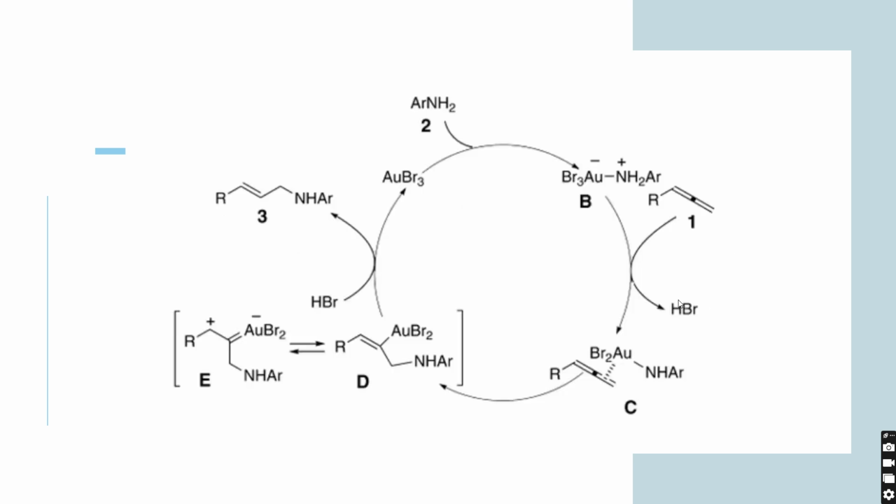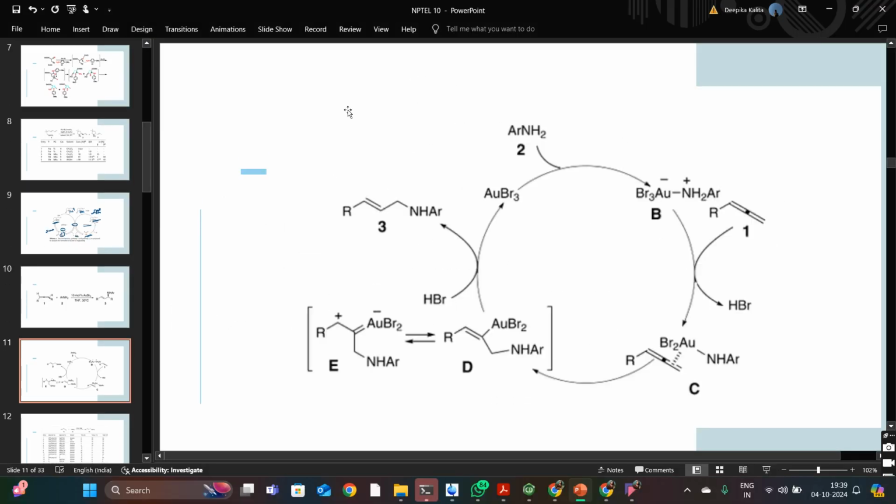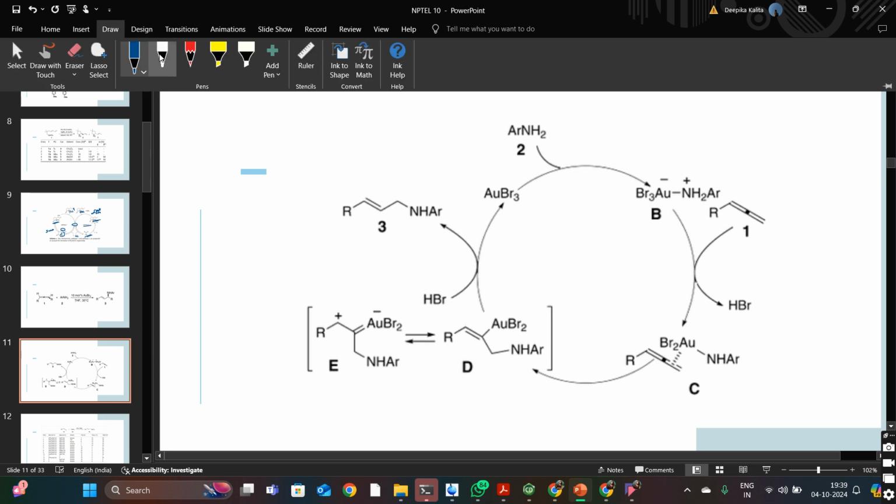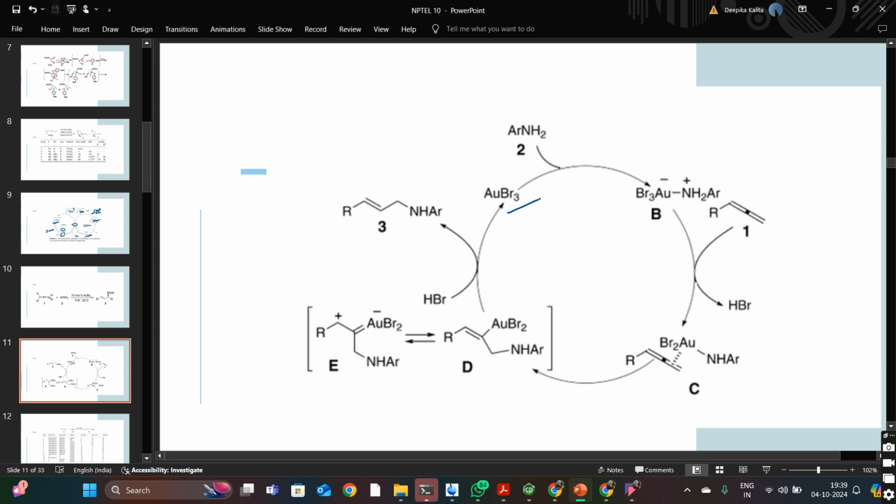Okay, so we are going to start the mechanism from here. Okay, at first the aromatic amine which is present is going to react with our gold catalyst and it will give a salt of this type. Okay, now this salt is going to react with the allene and the gold catalyst is going to activate our allene to give us an intermediate which is labeled as C.